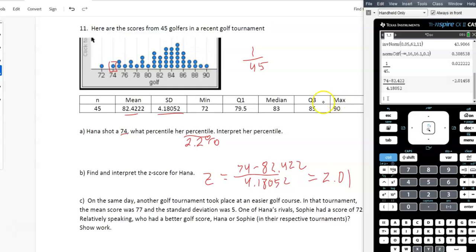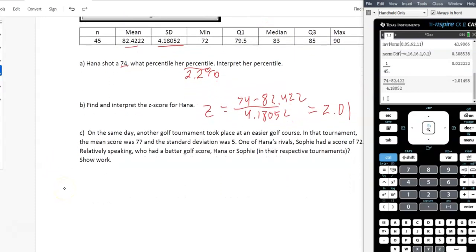On the same day, but at a different course, at another golf tournament, at maybe an easier course, the mean score was 77 and the standard deviation was 5. One of Hannah's rivals, Sophie, had a score of 72. Relatively speaking, who had the better golf score, Hannah or Sophie, in their respective tournament? So I'm just going to put here, this is Hannah's z-score. So let's figure out the z-score for Sophie.